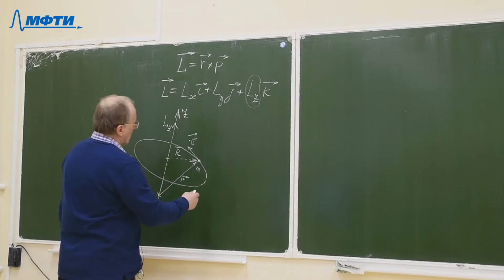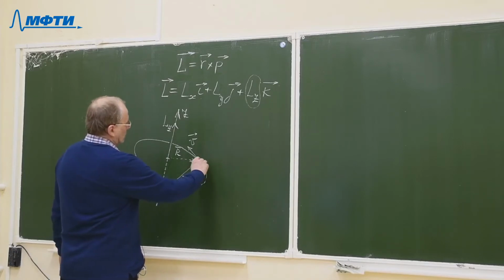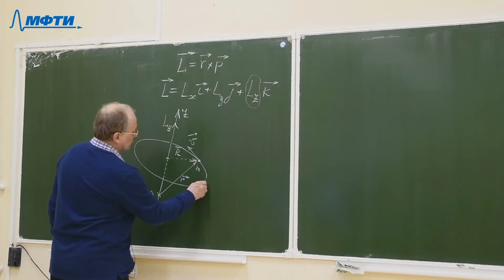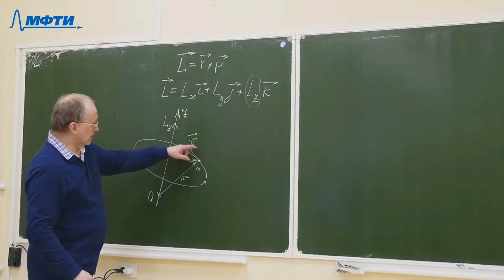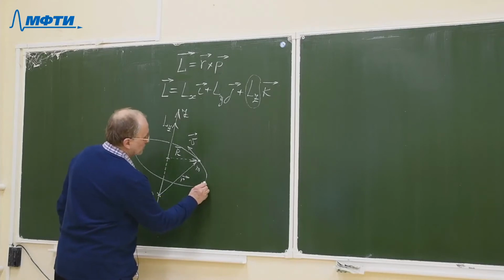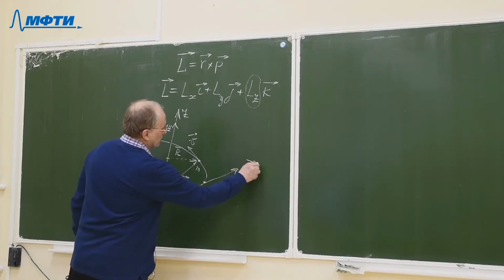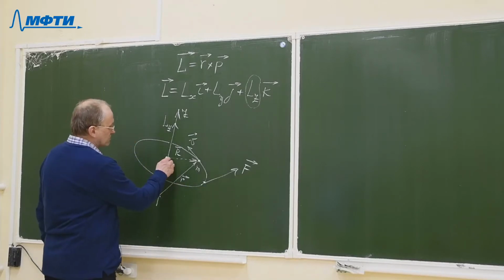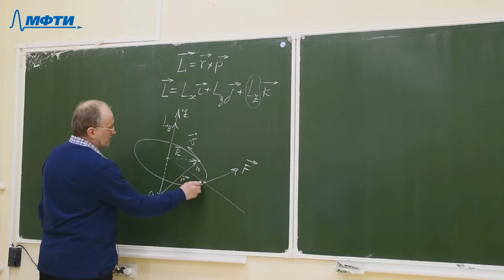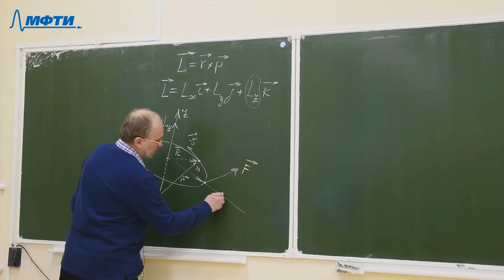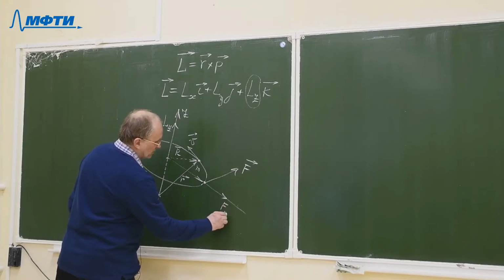Well, I will draw the force. For example, in order to be clear, I will choose a different point, in order not to complicate things around this point where there are many lines already. I will take some arbitrary point and an arbitrary force applied to this point. This force can be decomposed into three perpendicular directions. I will choose one direction along the radius vector. That will be the component of the force along the radius vector.